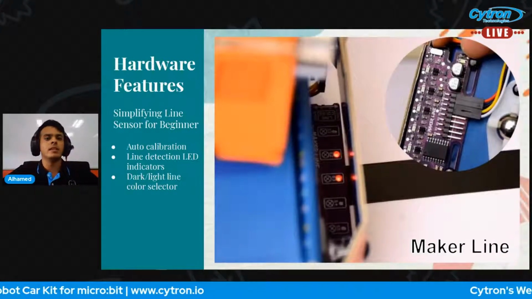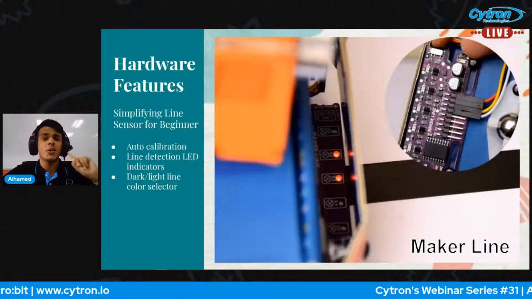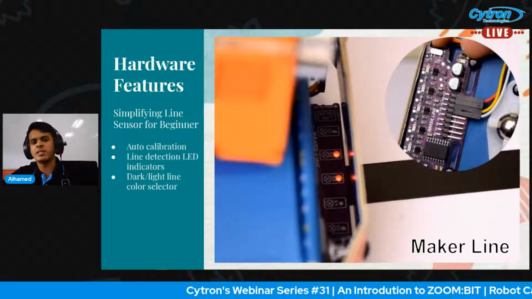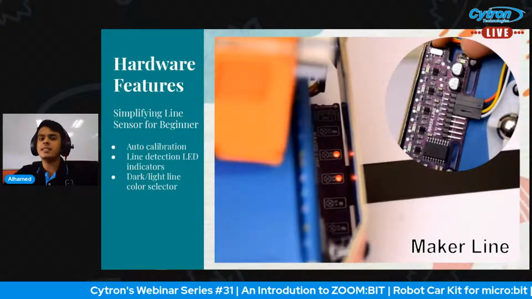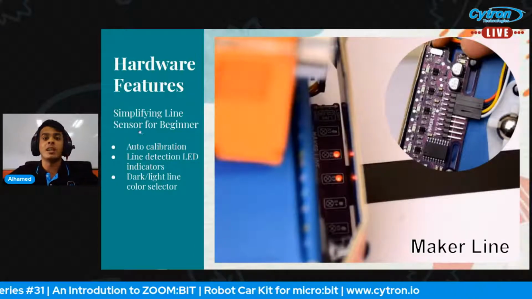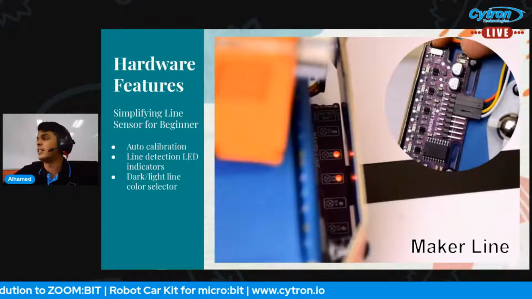Next, we have the maker line sensor, and this will help the car to remain on track. It's an auto calibration sensor. It has LED indicators as well. Also, you can switch between either a dark line or light line from here.